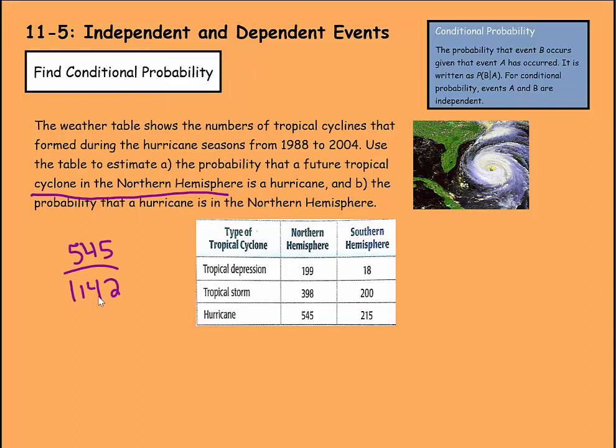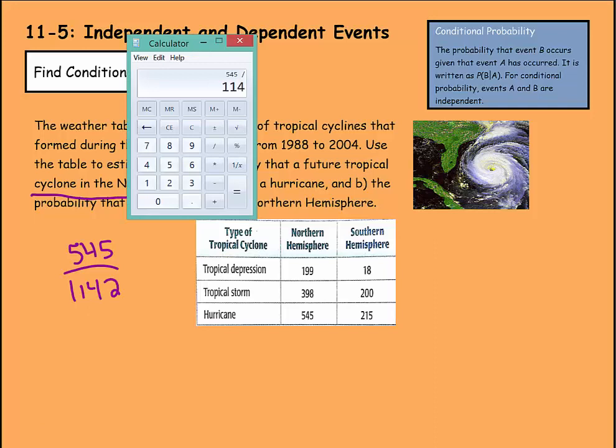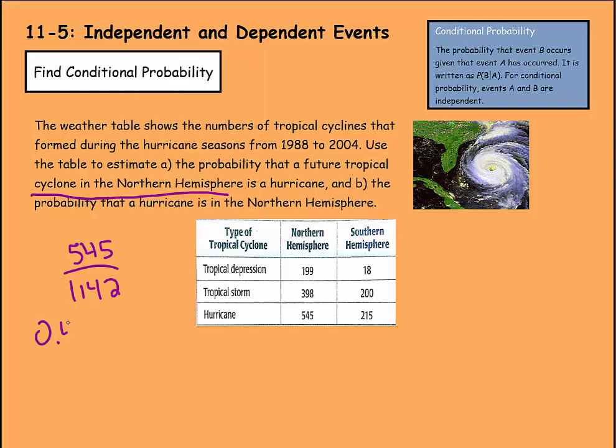Then if we do our division, that gives us a probability of 0.477, we'll say. 0.477 or 47.7% if you want. So that's problem A. Now let's solve problem B in blue.